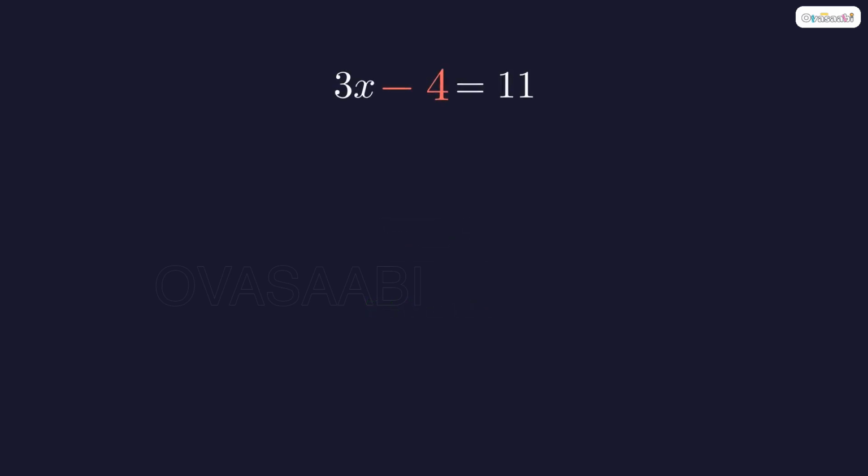Example 2, a bit harder. 3x minus 4 equals 11. First add 4 to both sides to remove the minus 4. We get 3x equals 15.